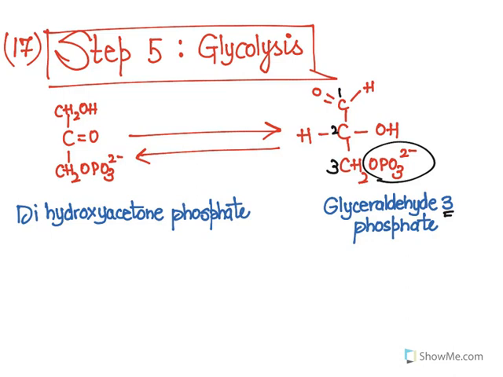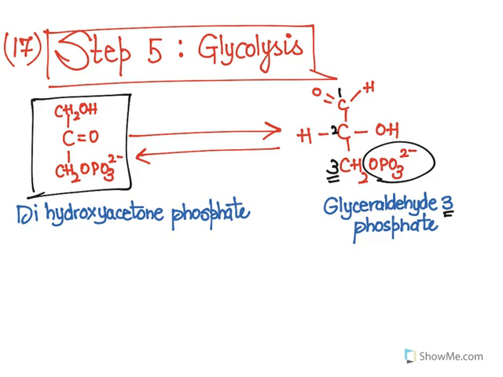All right, so for step number 5 for glycolysis, on the left-hand side, we have dihydroxyacetone phosphate. This is the reactant here. Again, a reversible reaction. We can move between both of these. And then on the right-hand side, after the help of an enzyme, we get a product with the name of glyceraldehyde 3-phosphate. 3-phosphate, on the third carbon, you have the phosphate group.